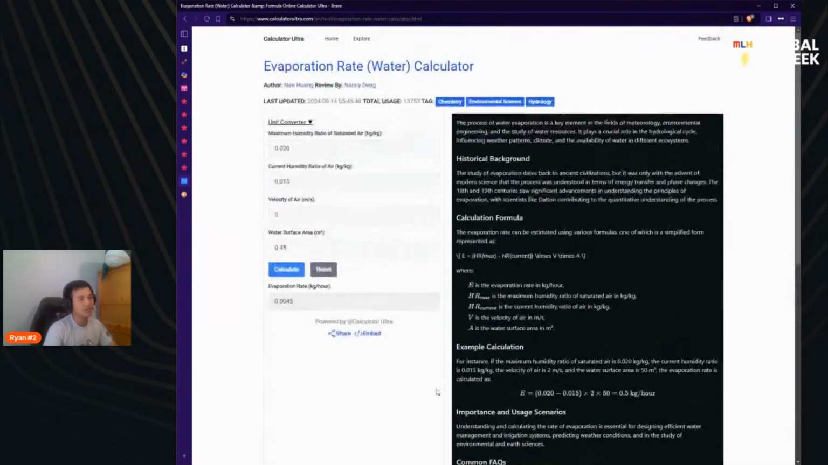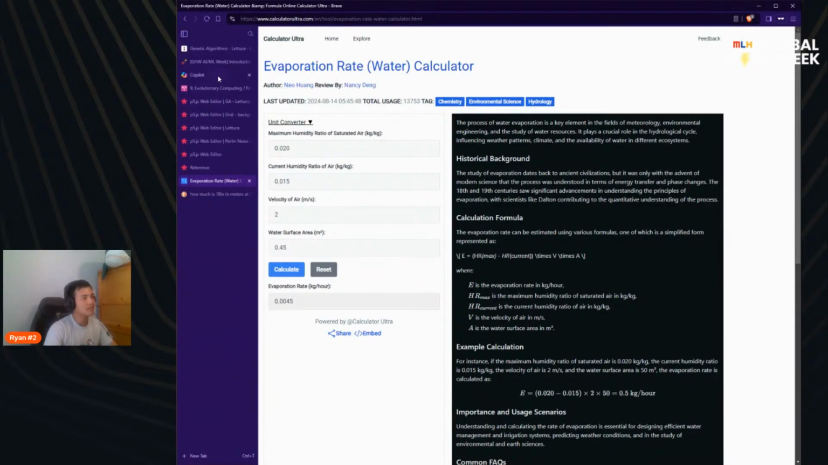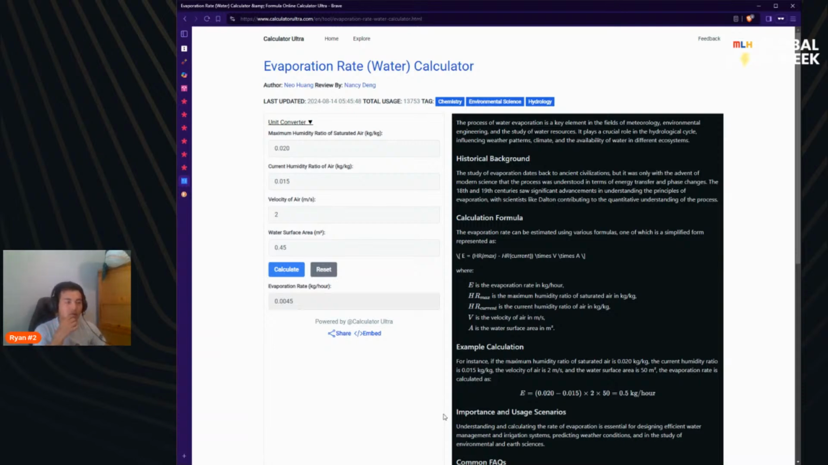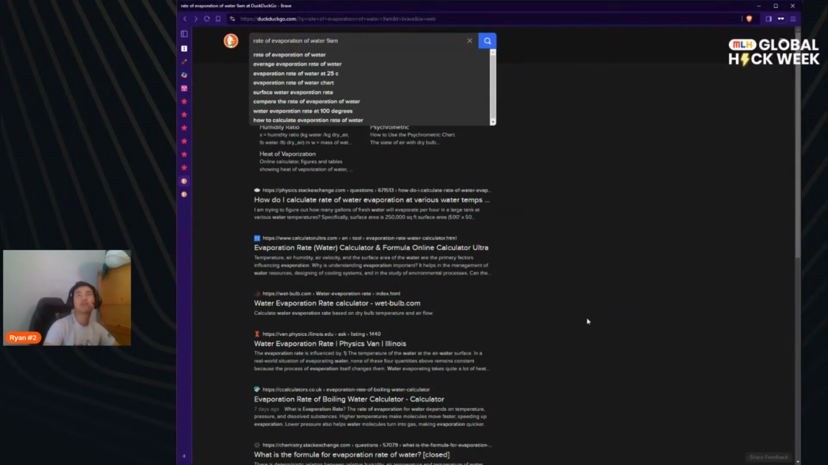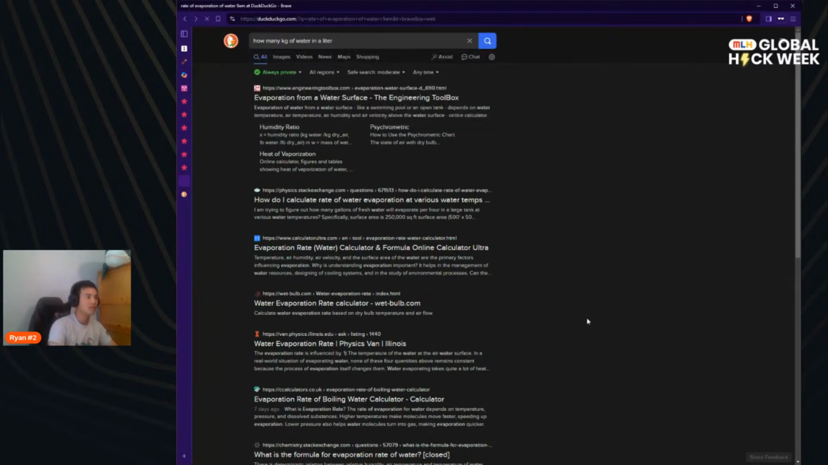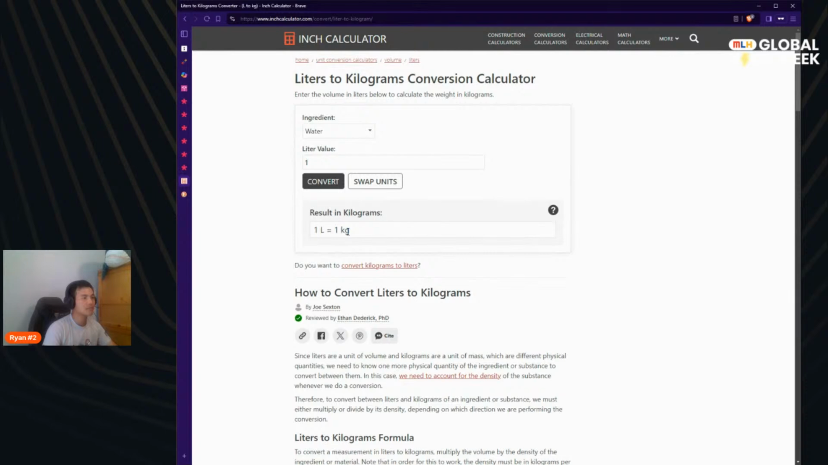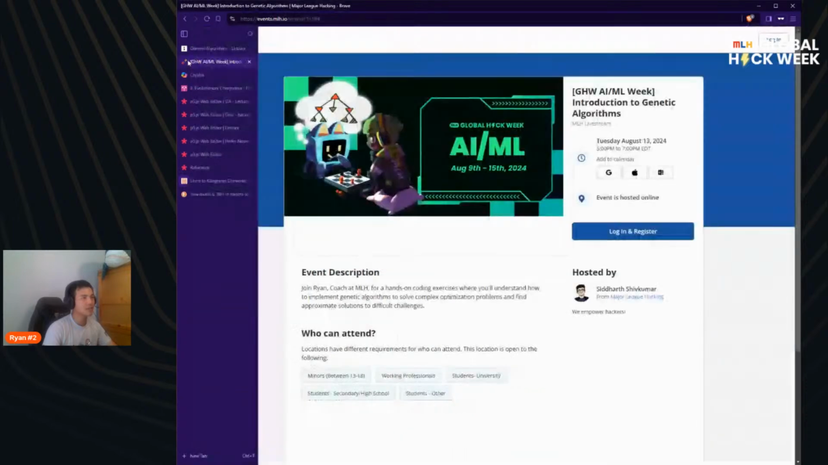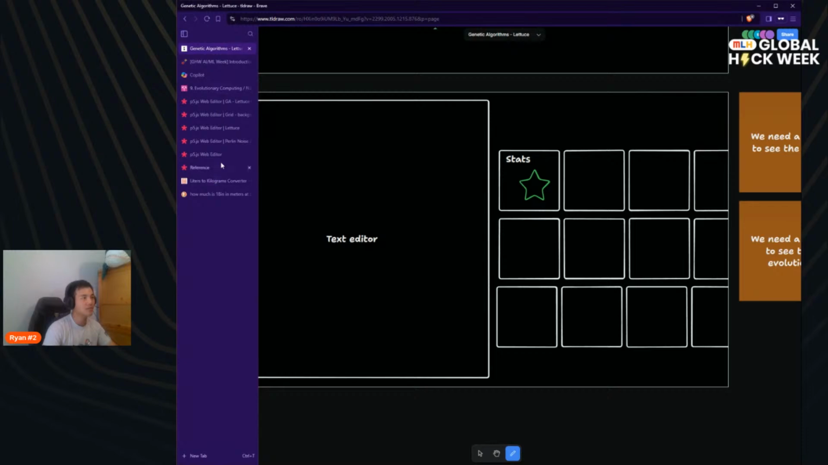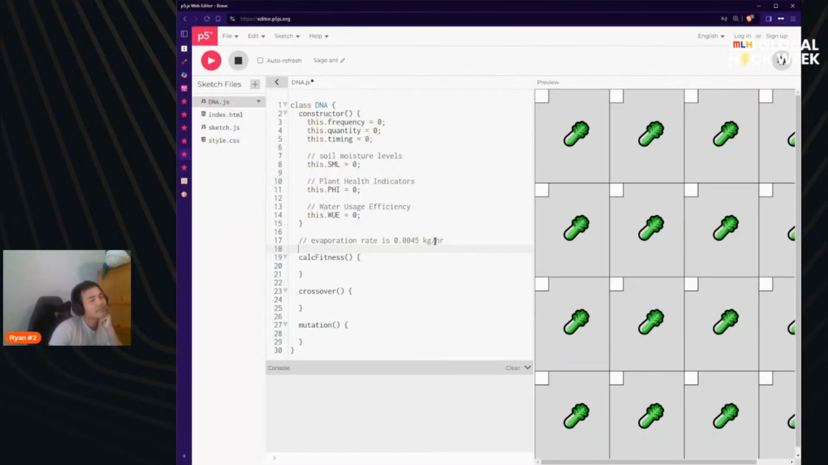Kilograms per hour. Okay. So the next thing is we're going to need to figure out how many kilograms. I guess we could just measure how many kilograms of water in a liter. Yeah, it's 1-to-1. Okay. Good to note. Good to remember. Okay. So we've got an evaporation rate.